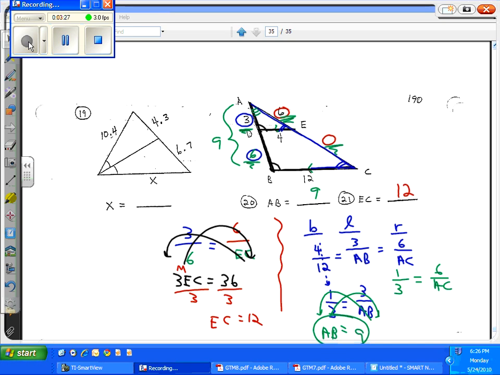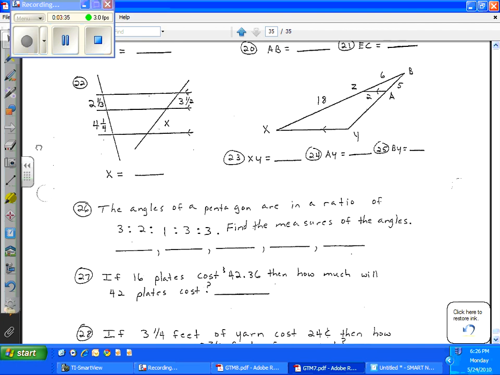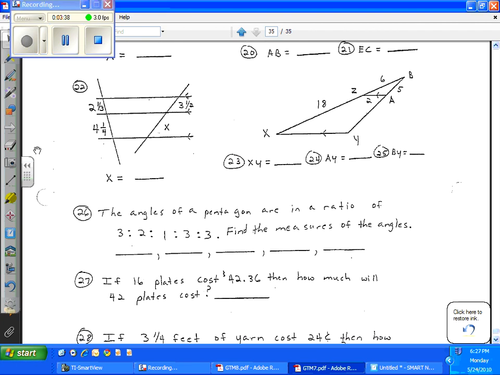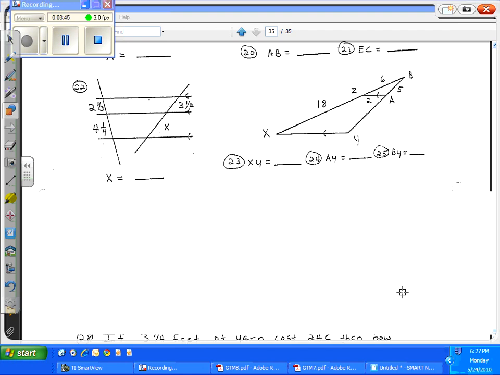Any questions on number 20 and 21? Okay. We'll take a look at number 22. We'll white this out so it'll be out of our way.